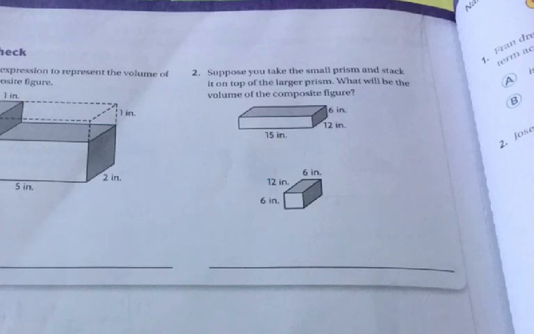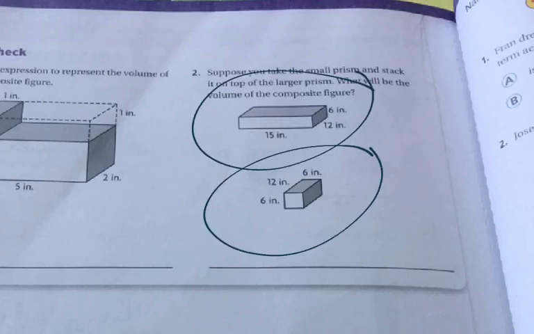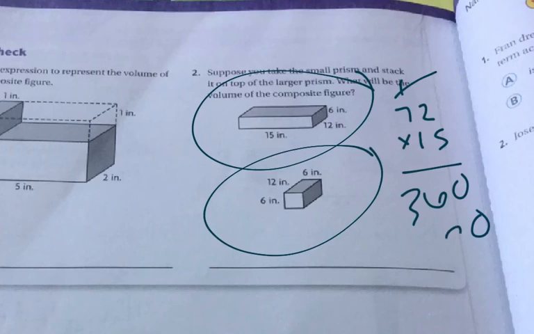Suppose you take the larger prism and stack it on top of the larger prism, what would be the volume? That's going to be super easy because I literally just have to multiply those and then add 15 times 12 times 6. I know that 6 times 12 quickly I know is 72, so 72 times 15. 5 times 2 is 10. Carry the 1. 5 times 7 is 35, plus 1 is 36. Put a 0. 1 times 2 is 2. 7 times 1 is 7. When I add that up, I'm going to get 1,080.